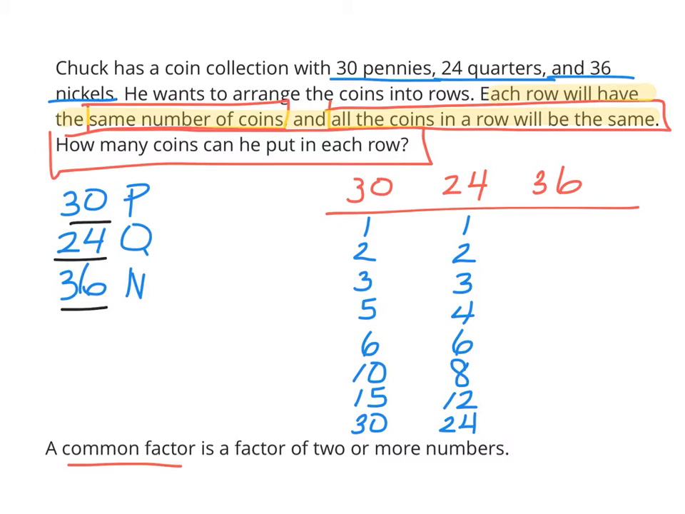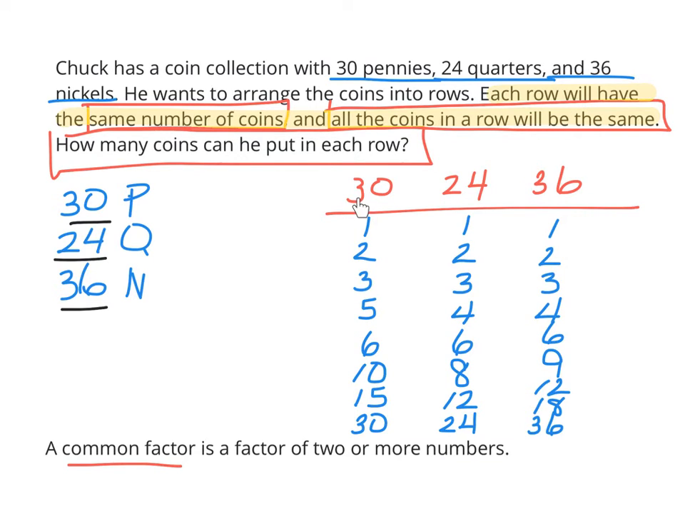Now let's start with 36. 1 times 36, so those are factors. 2 times 18, so those are factors. Then we have 3 times 12 as factors. Then we have 4 times 9 as factors. And then 6 times 6, we only put one 6 down, so 6 is a factor. Okay, so now we've listed down all the factors for our coins here.